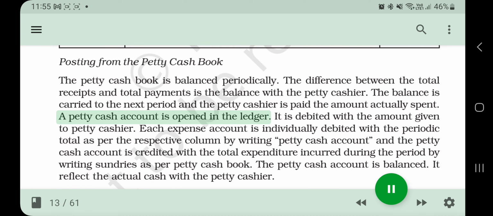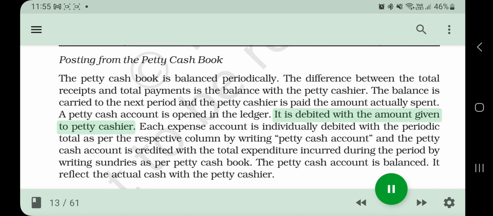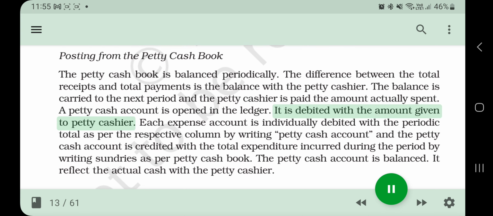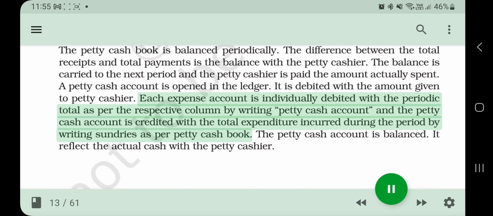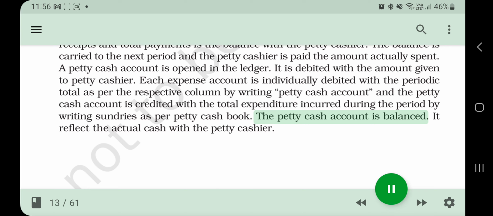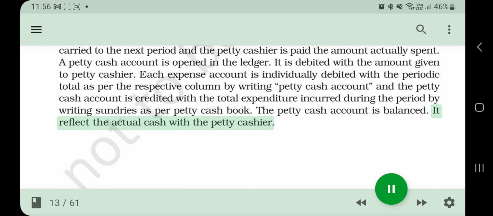A petty cash account is opened in the ledger. It is debited with the amount given to the petty cashier. Each expense account is individually debited with the periodic total as per the respective column by writing petty cash account, and the petty cash account is credited with the total expenditure incurred during the period by writing sundries as per petty cash book. The petty cash account is balanced. It reflects the actual cash with the petty cashier.